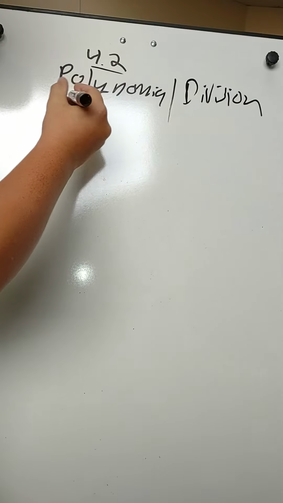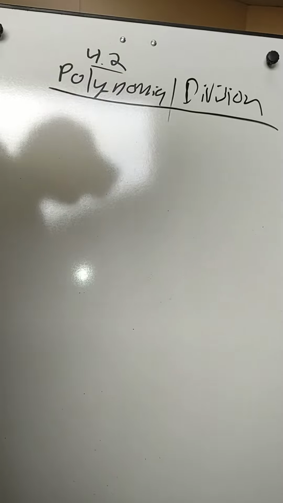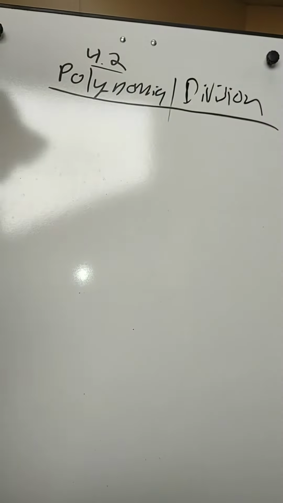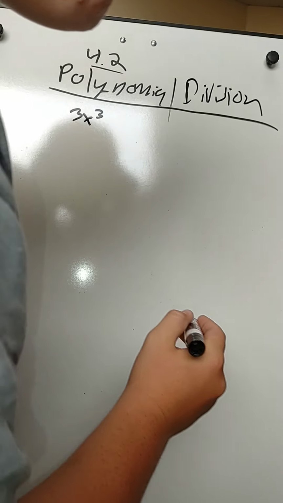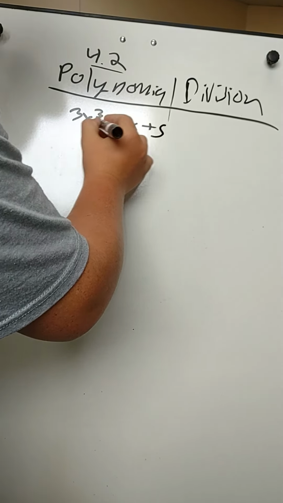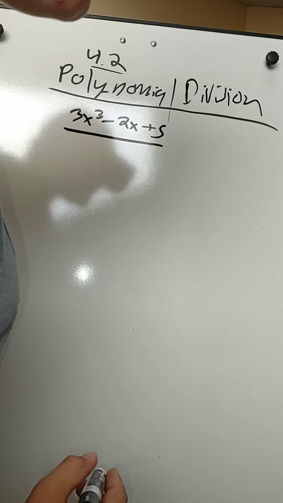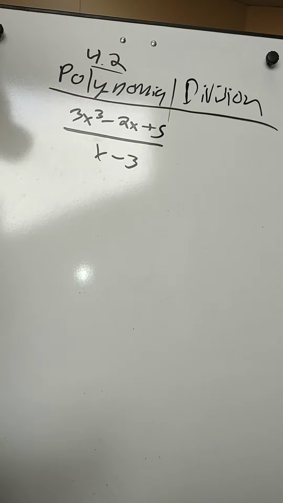And I decided to do 4.2, which is all about polynomial division. And the first example I'm going to be doing, we're going to start off with long division, is 3x cubed minus 2x plus 5, and I'm going to divide that by x minus 3.